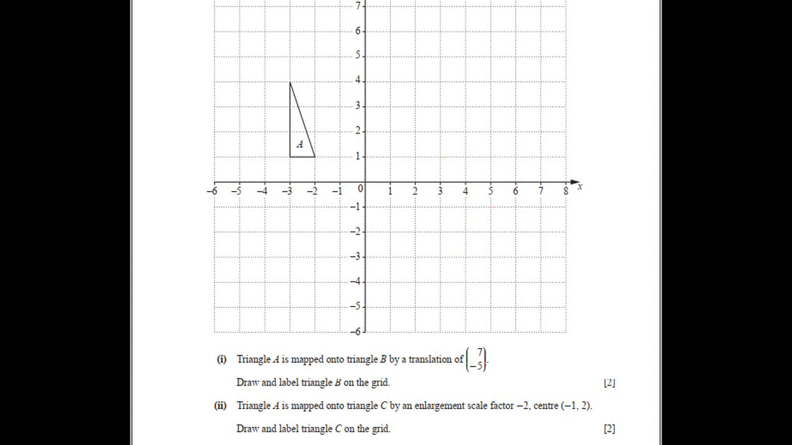Part 2. Triangle A is mapped onto triangle C by an enlargement of scale factor -2 and center -1, 2. Draw and label triangle C on the grid. So let me mark the center first, -1 and 2. Here is my center of enlargement.